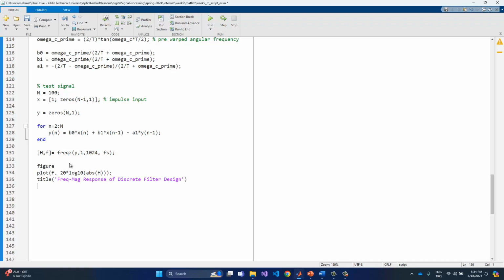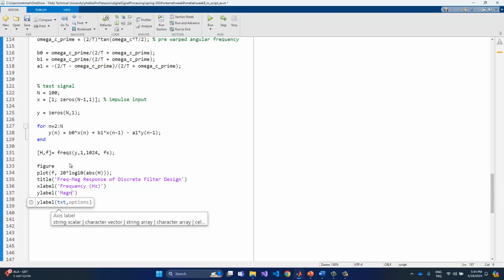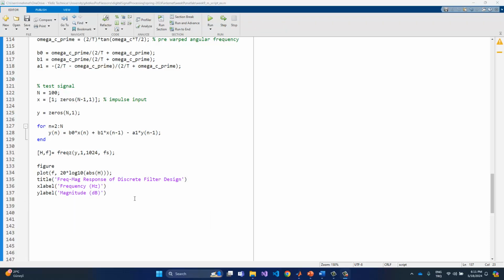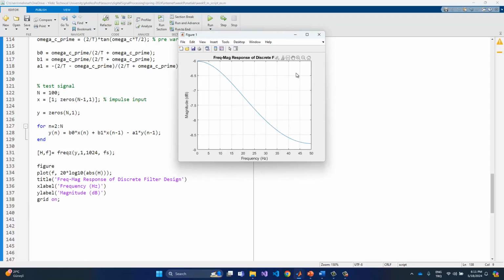Okay, and so we should give the x label, which is the frequency value in hertz, and the y label, which is the magnitude values in dB. Okay, and so we need to give the grid on here, and then we will run this code.